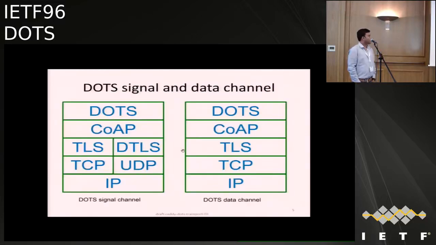Next slide. So this is the main heart of the draft, that we changed the DOTS signal and DOTS data channel to use CoAP. So DOTS signal is going to be using CoAP, and then it's going to be using DTLS for security and authentication using the certificates. And it's going to run over both TCP and UDP. Whereas the DOTS data channel would run only over TCP and would get security using TLS.